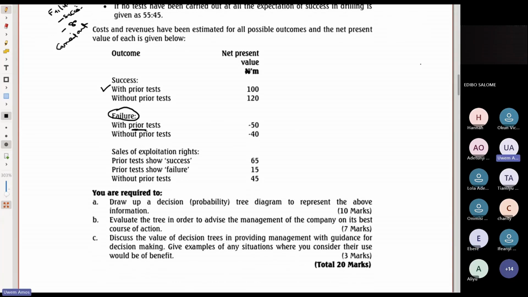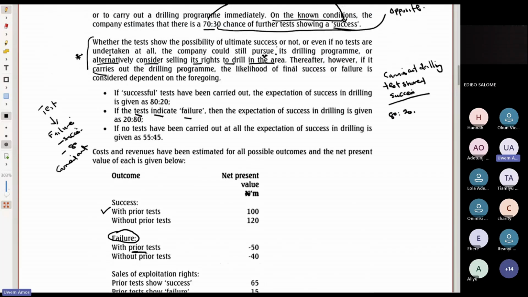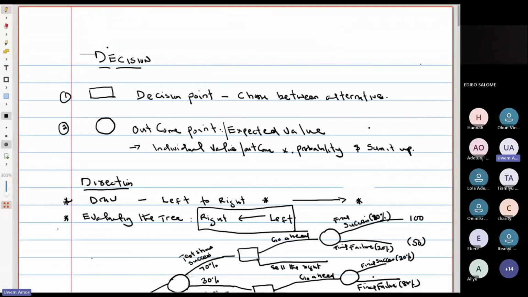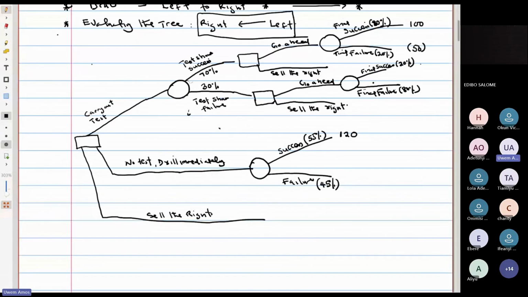The next one, failure, we did not carry out any test. So where our NPV is minus 40. So where do we have where we didn't carry out any test and we had a failure? No test, we had a failure. Our NPV here is minus 40.